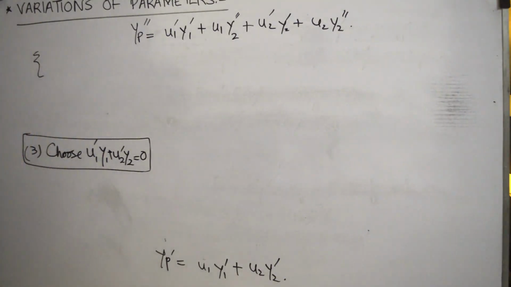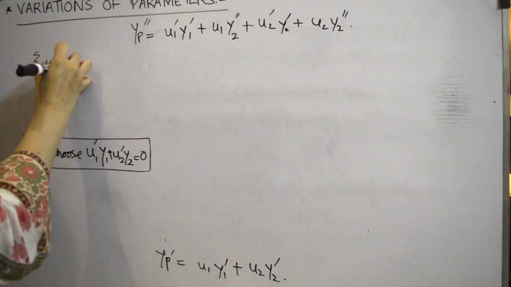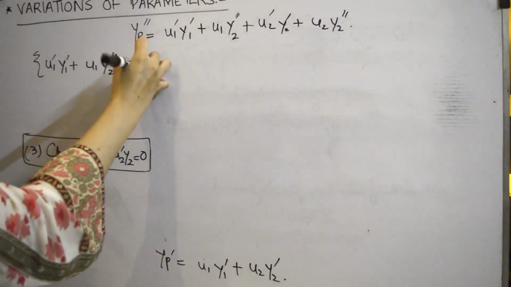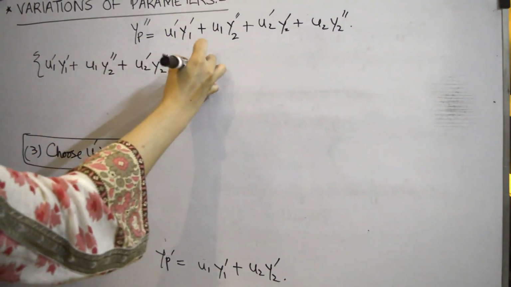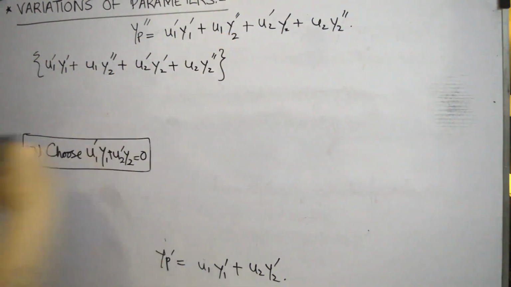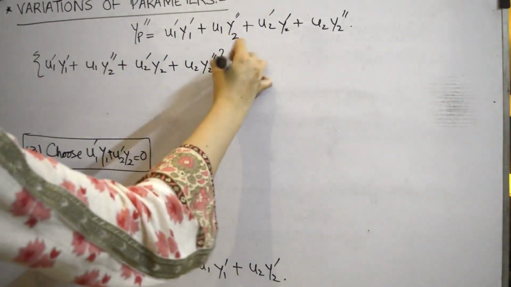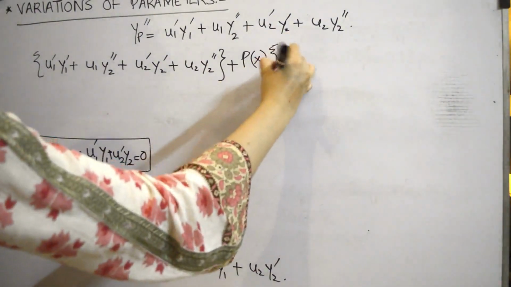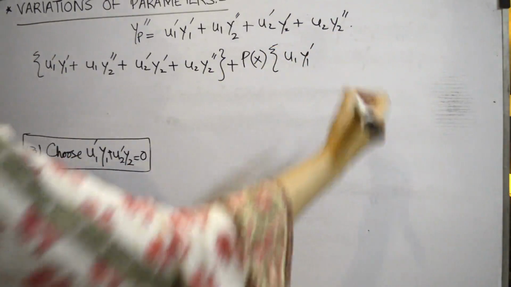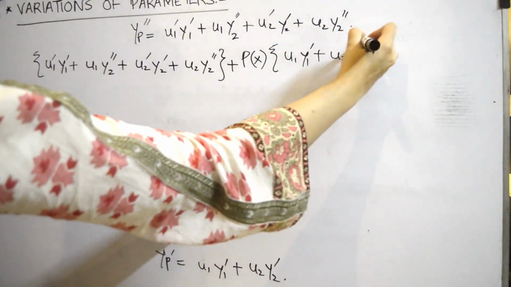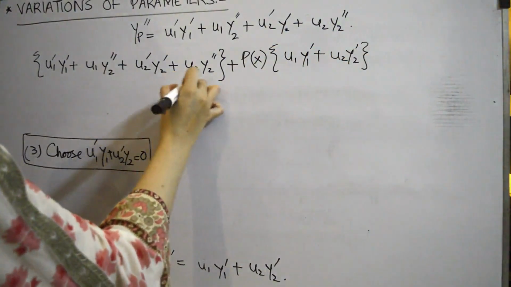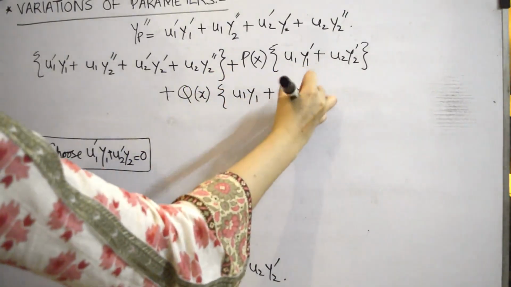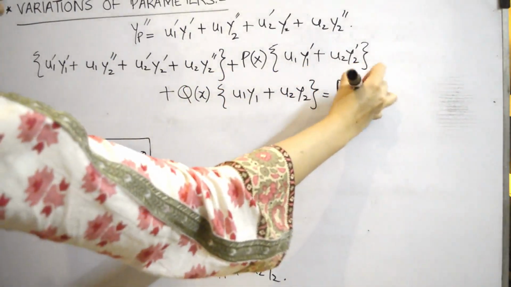First is yp double dash. Yp double dash is u1 dash into y1 dash plus u1 into y1 double dash plus u2 dash into y2 dash plus u2 into y2 double dash. So that is yp double dash in the standard form, plus p of x into yp dash. Yp dash is u1 y1 dash plus u2 y2 dash, plus q of x into yp. Simply yp is u1 into y1 plus u2 into y2 equals r of x.